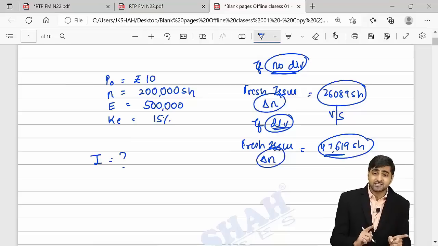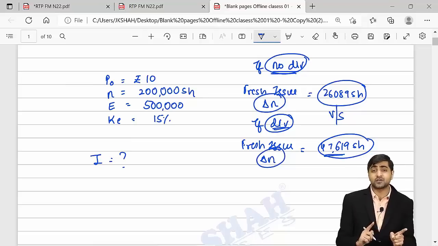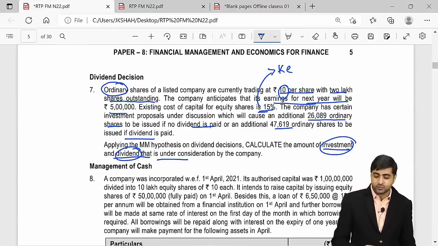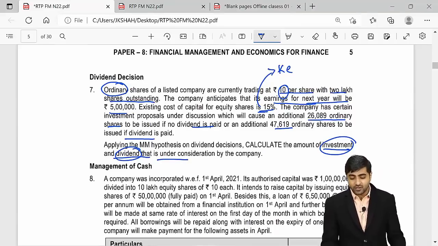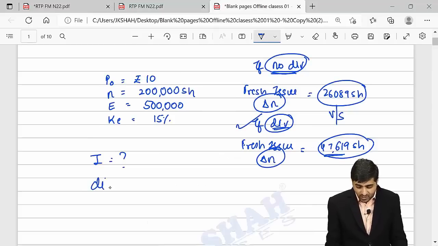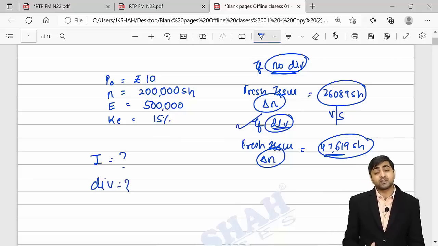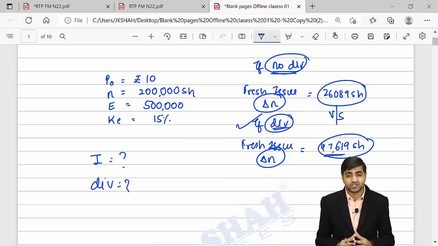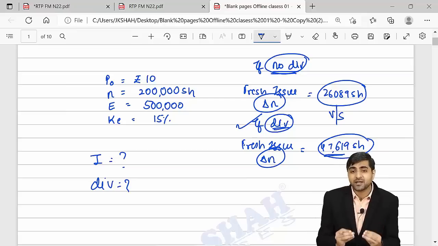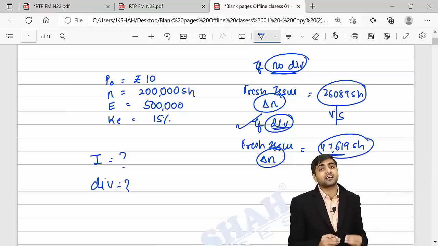Okay, so I is missing in this question. How much investment is to be done, that is missing in the question. And second, you have to find out what should be the dividend which should be paid by the particular company. So if the dividends will be declared, then what should be the amount of dividend, that is something which is asked in the second part of the question. So this question you have to understand from what perspective, what information they are asking you.